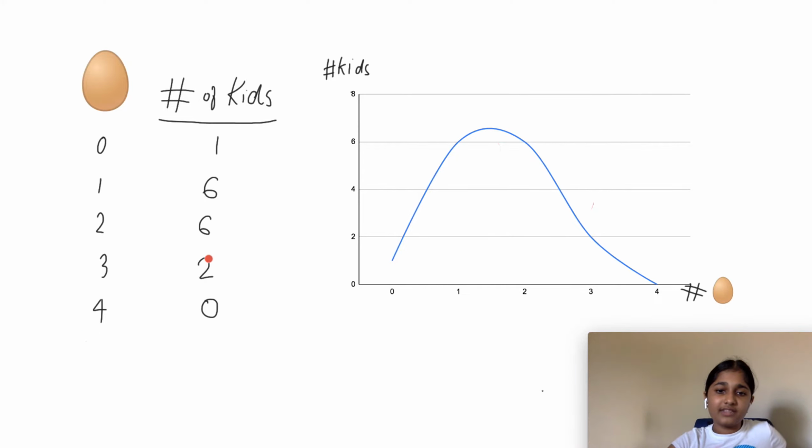Let's see if this graph is accurate to the information we have here. Let's use 3 eggs and 2 kids. This axis would be for the eggs, so this would be the 3. And then the number of kids was 2, so we'd have to meet this up at 2. See if they meet up. Yes, they do. So this graph is accurate.